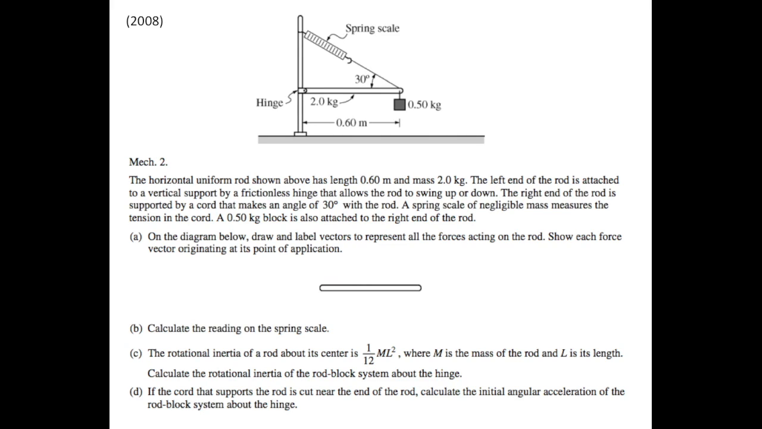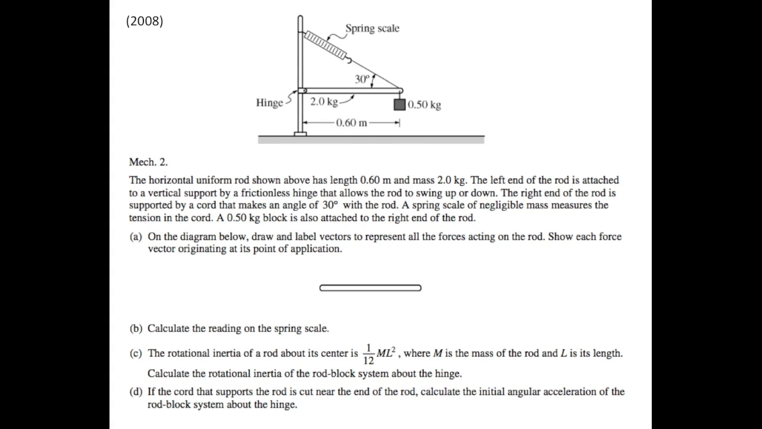In this video, I'm going to go over number 2 of the AP Physics C free response for 2008. The second question says, the horizontal uniform rod shown above has length 0.6 meters and a mass of 2 kilograms. The left end of the rod is attached to a vertical support by a frictionless hinge that allows the rod to swing up or down.